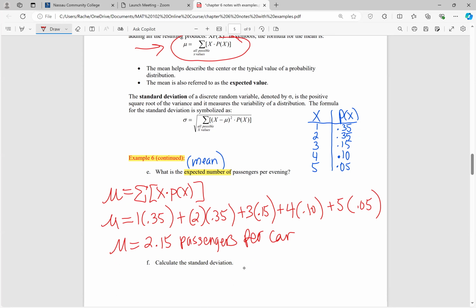So we got a mean of 2.15 passengers per car. Again, imagine you're standing on the side of the highway and these cars are driving by and you're going to grab one at random. How many people would you expect to be in the car? About 2 passengers. Obviously, you can't have 2.15 people in a car. You can't have parts of a person, but that's close to 2. So we figured on average, there's about 2 people per car on this highway in the evening in this particular city.